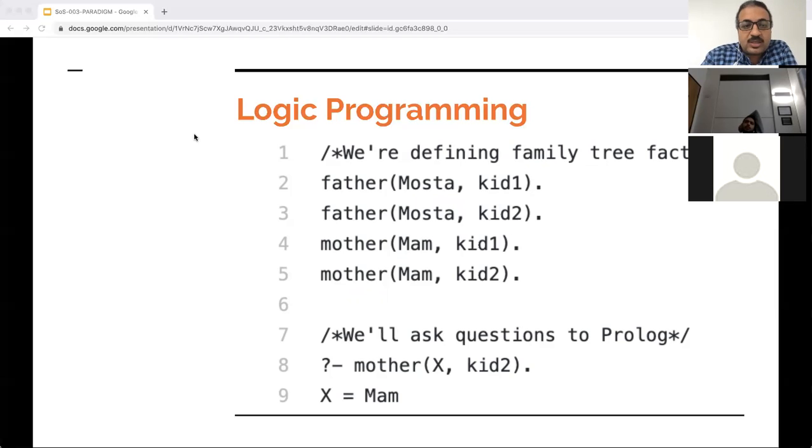Now, if someone asks a question like who is the father of kids 1 and kids 2, or who is the mother of kids 1 and kids 2, we can teach the computer to answer this question using logic programming, like we did in line 8 and line 9. We ask who is the mother of x, kids 2, so x equals mom.